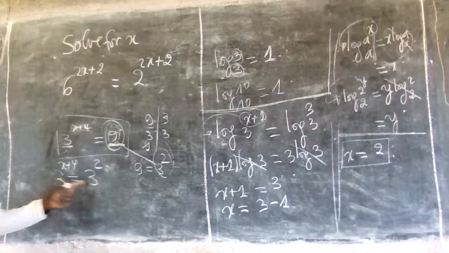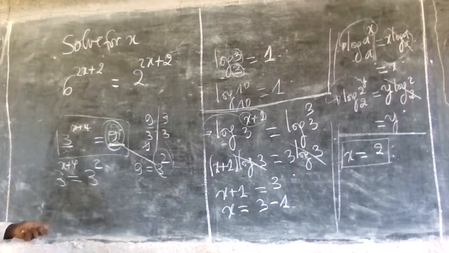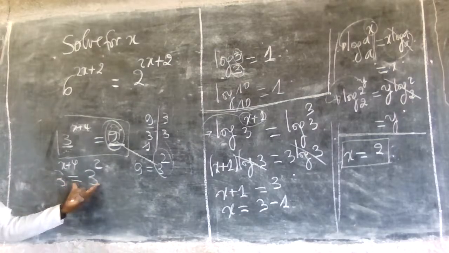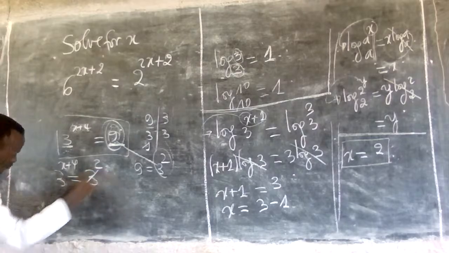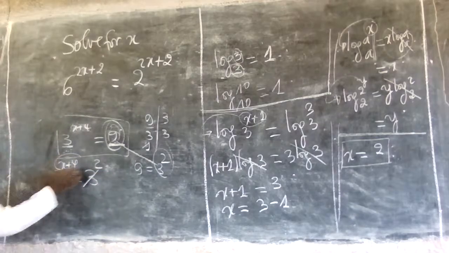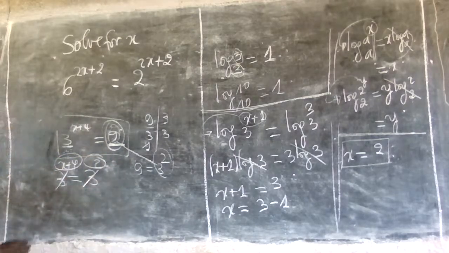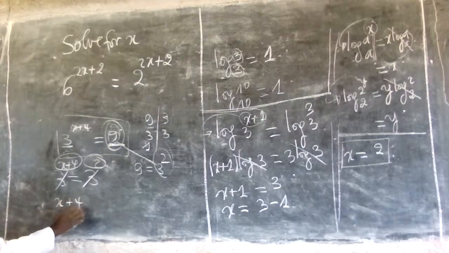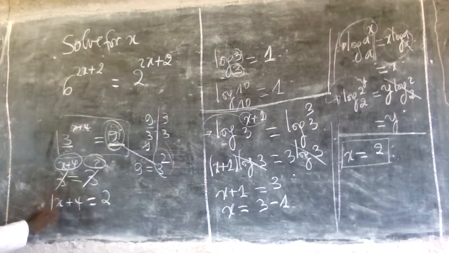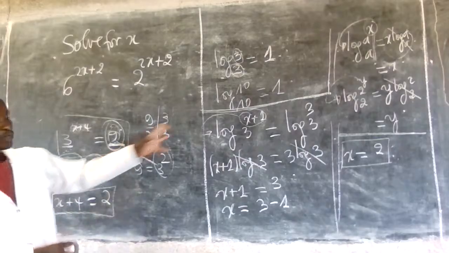Now, because those two bases are similar, what should we do? When the bases are similar, you have to cancel those two bases and write their powers. Now it is x plus 4, which is equal to 2. Now you have to finalize this equation personally. We have done it. It was the first question.